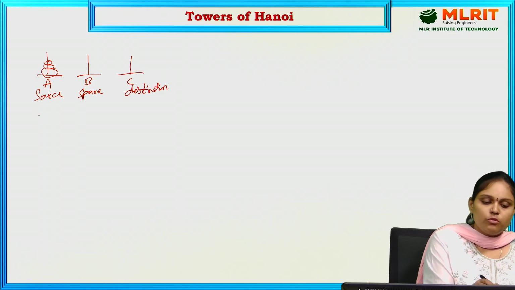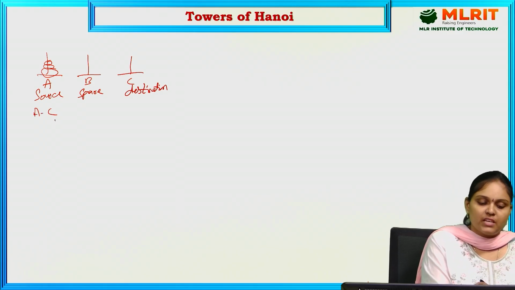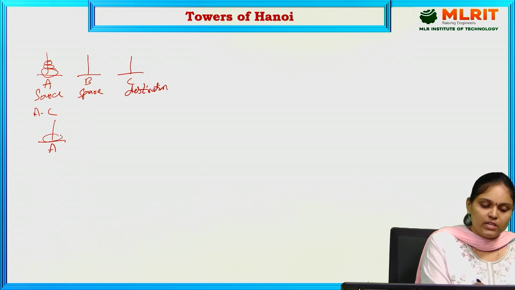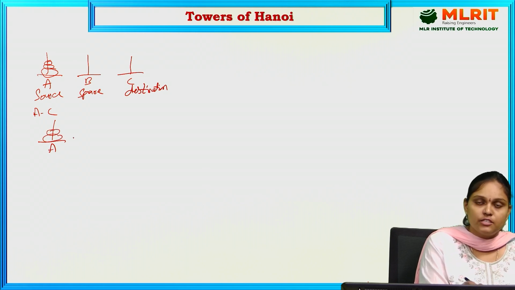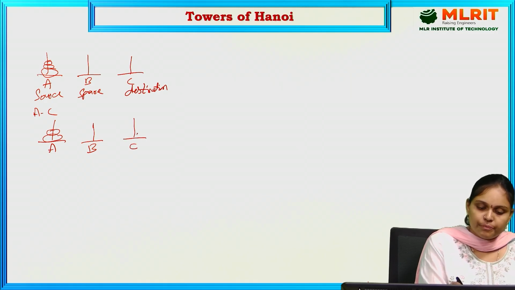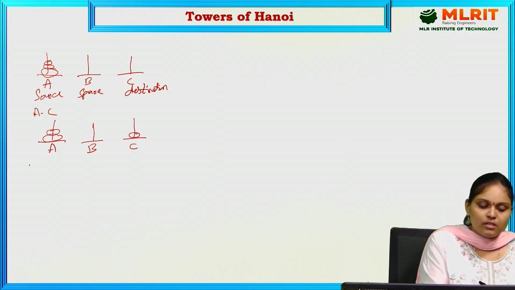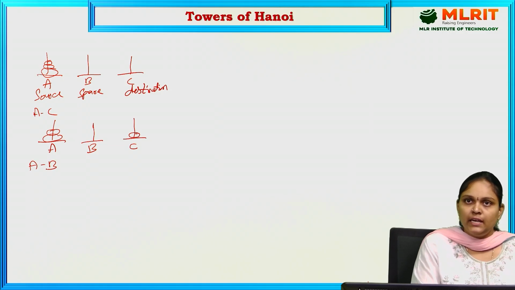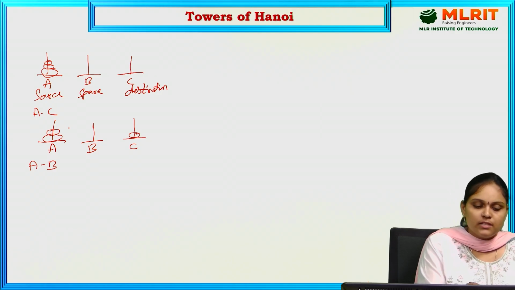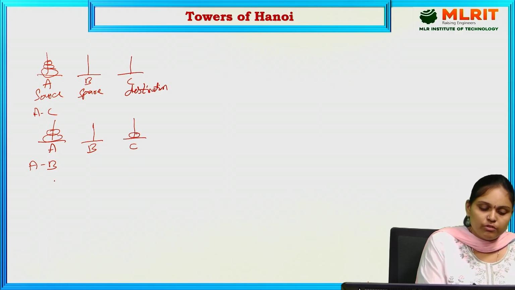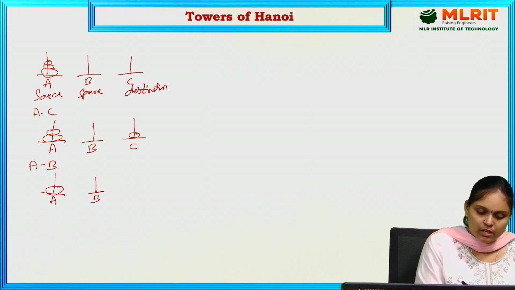The first move will be A to C. In A we have the 2 larger disks, in B we have no disk, and we are moving the smaller disk from A to C. The next move is A to B. The disk in A, that is the medium disk, we are moving from A to B. Now in A we have the larger one, in B we have the medium one, and in C we have the smaller one.